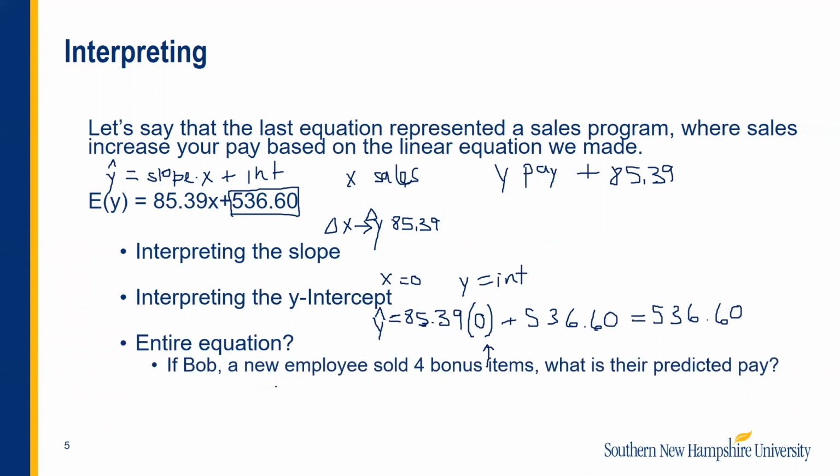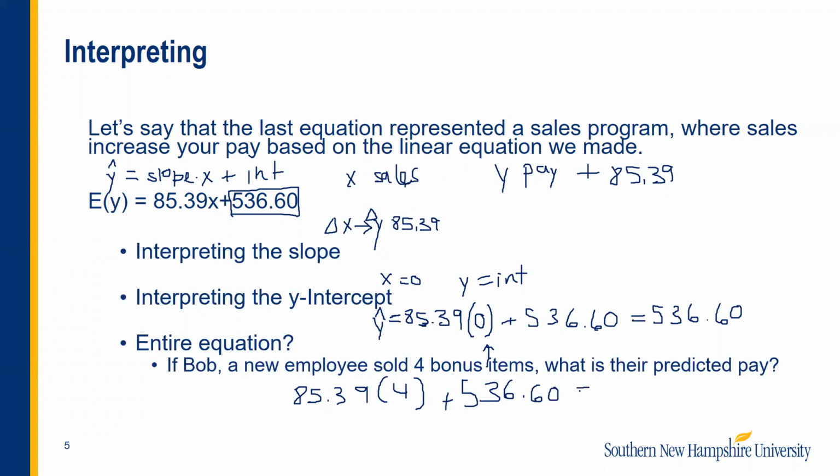So if Bob was a new employee and he sold 4 bonus items, what is their predicted pay? Well, 85.39 times 4, and then we add in our intercept of 536.60. Take a second and try that out on a calculator and see what you get. Remember, you're taking 85.39 times 4, and then you're going to add in that 536.60.